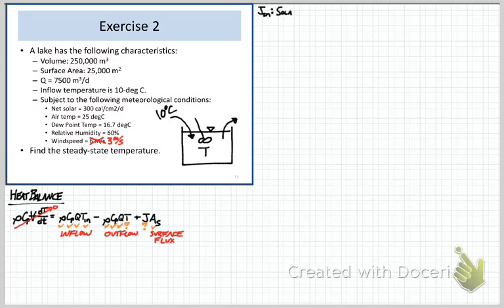With that approach in mind, let's first calculate J_sn, the solar shortwave radiation. Basically that's the incident sunlight. In this problem, we're given a net solar radiation of 300 calories per square centimeter per day, given in the problem statement, which makes that easy.